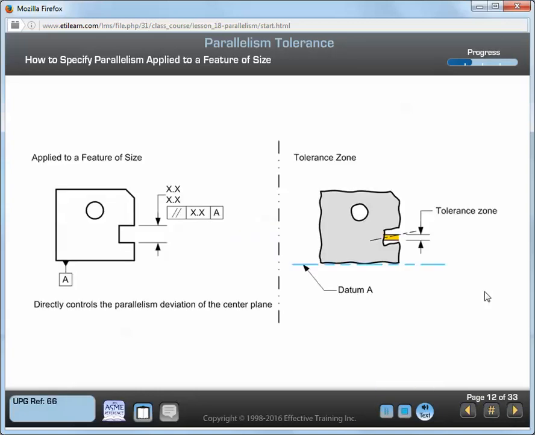The left panel shows how to specify that a parallelism tolerance is to apply to a feature of size. When you apply a parallelism tolerance to a feature of size, place the feature control frame below or beside the size dimension. The tolerance zone is shown on the right. When you apply a parallelism tolerance to a feature of size, the tolerance zone limits the deviation of the center plane.